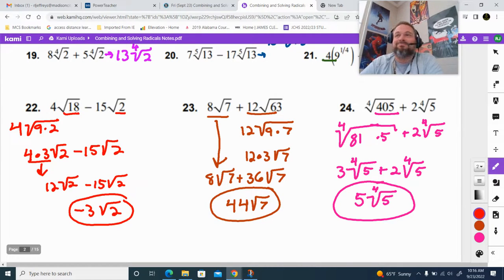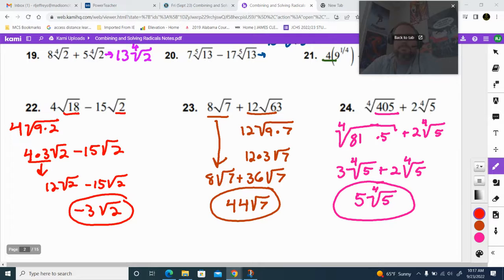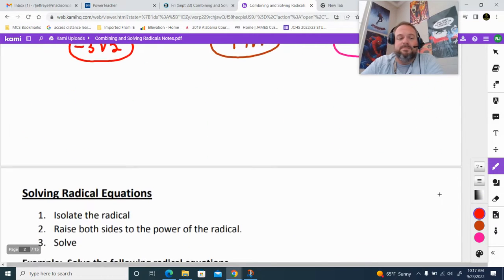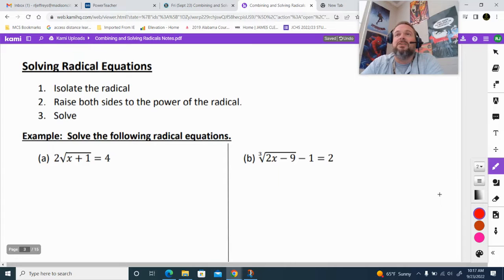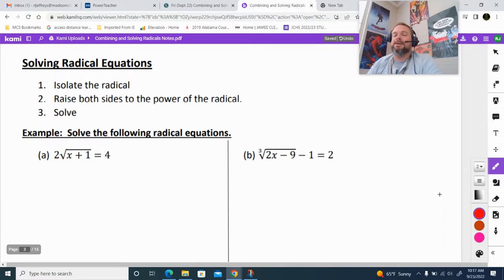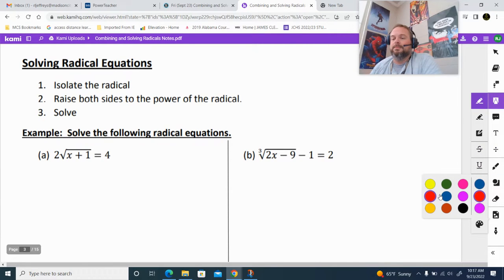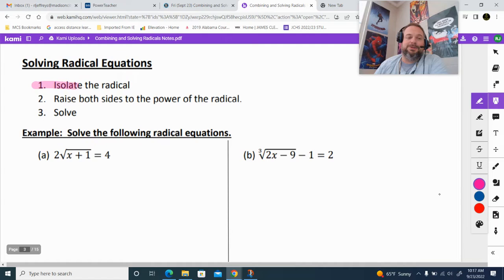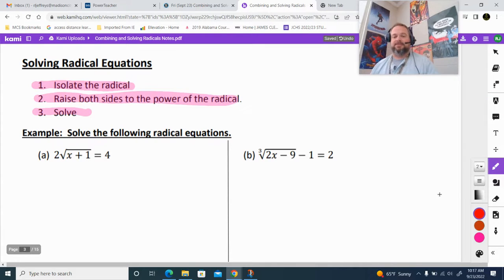All right. So, a little different, but it's doable. All right. Solving radical equations. Okay. I wonder if there's steps to do this. Cricket, cricket. Yes, there are steps to do this. Isolate the variable. Raise both sides to the power of the radical and then solve. Okay, that's the actual steps.